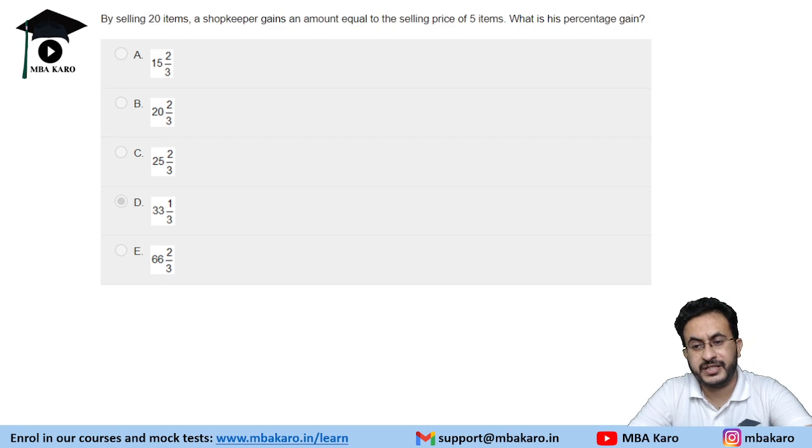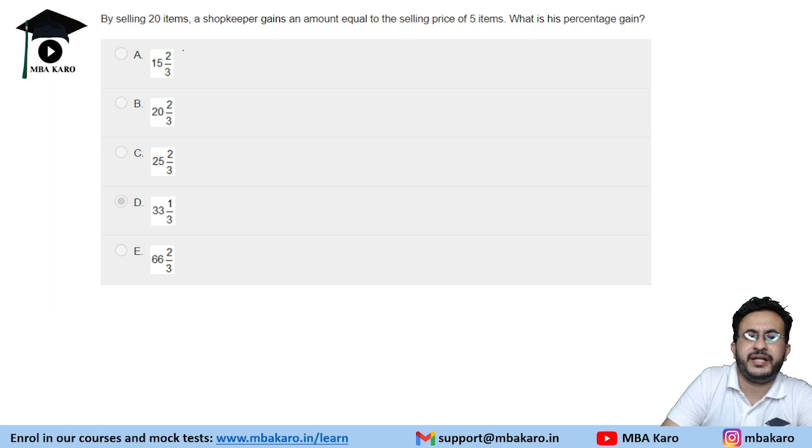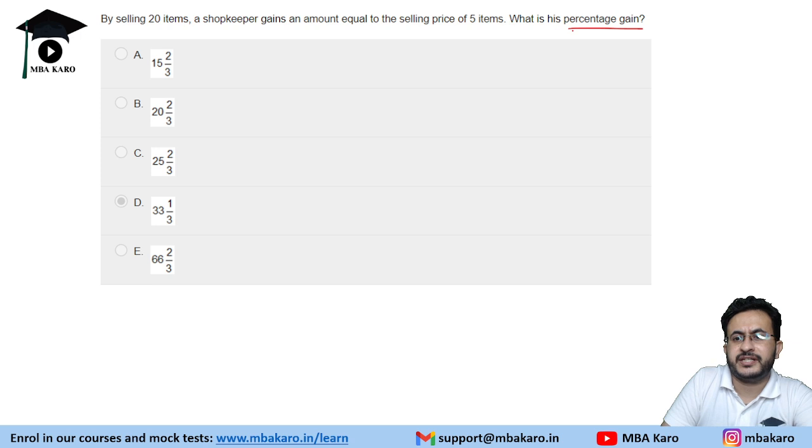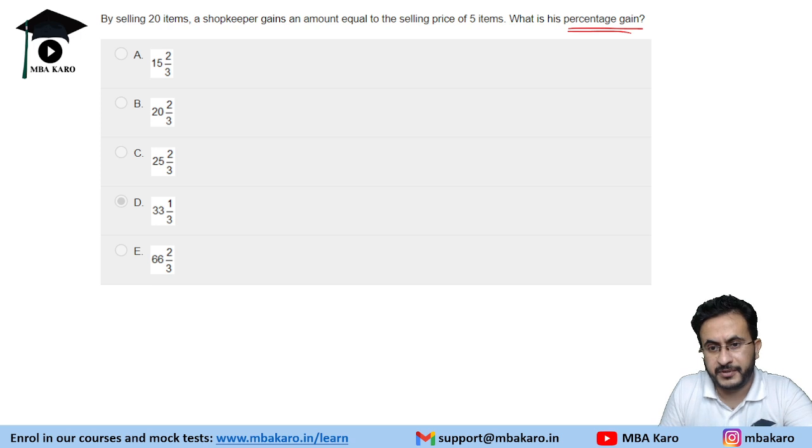Let's begin with the questions. Here's the first question. It says that by selling 20 items, a shopkeeper gains an amount equal to the selling price of 5 items. What is his percentage gain? So we need to find his profit percentage.